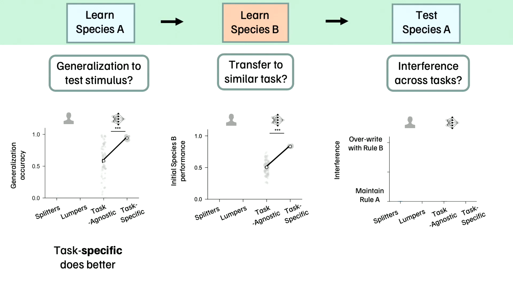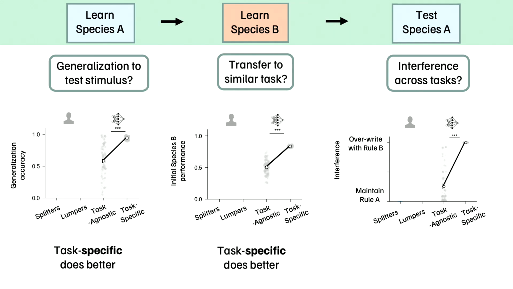So here again, the task-specific representation is able to have better initial performance at this second task because that task is sufficiently similar. And you can look at the paper for examples where the tasks are dissimilar, but this is really where having a task-specific representation helps.